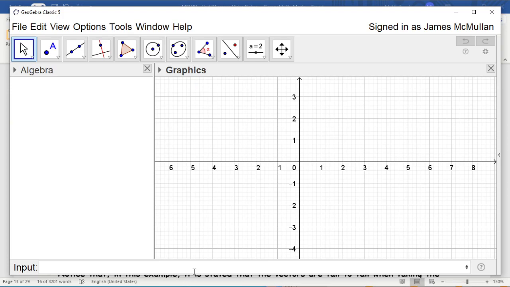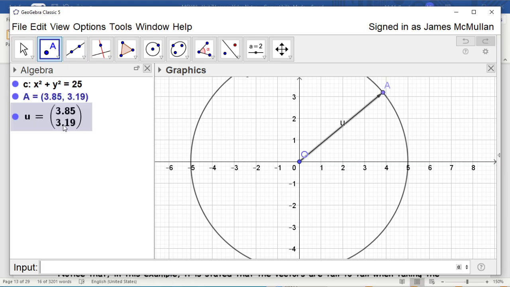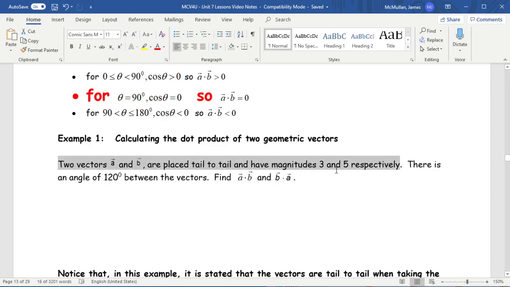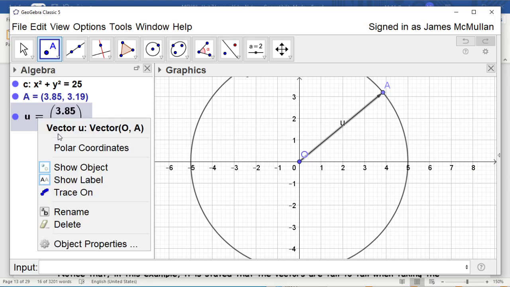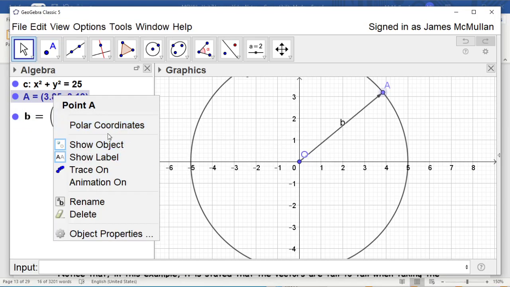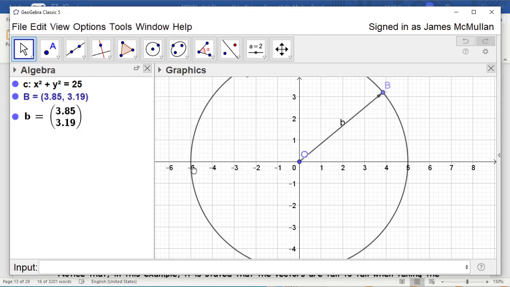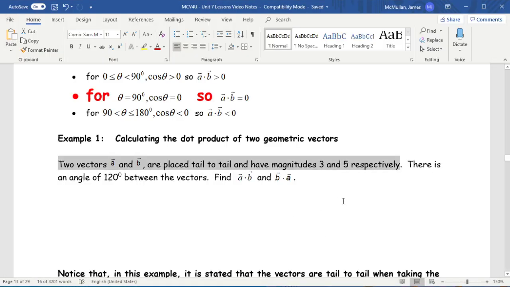So let's make a point O. Then let's make a circle around O that's magnitude 5. We'll pick a random spot on that circle, and we'll go vector OA. Now vector OA has a magnitude of 5, so let's call this vector B, and we'll rename this to B. Okay, so there's vector B. It has a magnitude of 5.